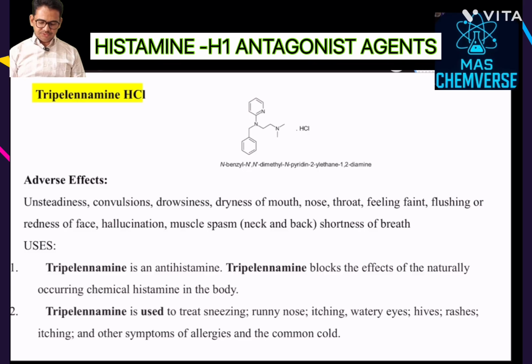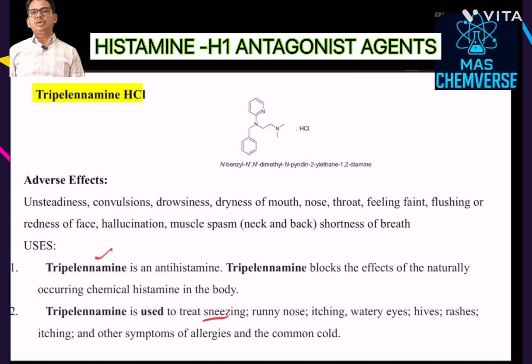Now comes to its uses. Triphenylamine has the same uses. When histamine is produced in our body by the natural process, that histamine is going to be prevented by using this triphenylamine. Okay, then the uses are the same as for all these H1 antagonists in the majority of cases.